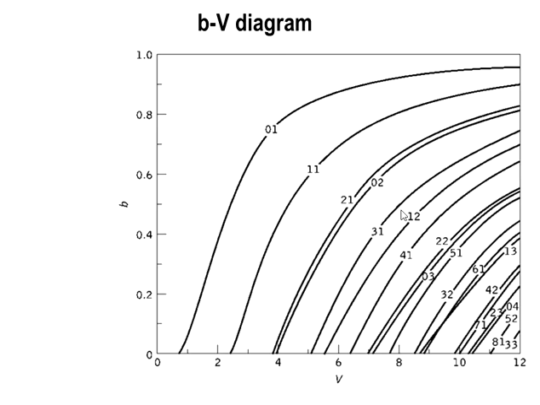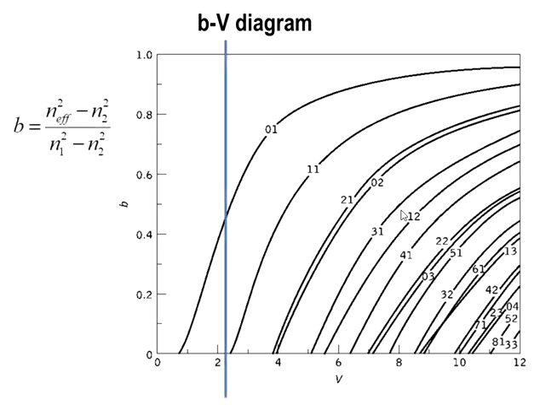So, if we look at the BV diagram, it is clear that for each mode there is a particular V number. If V number is less than that value, the mode will be absent. It is also evident that the lowest order mode supported by the cylindrical fiber is LP01 mode.